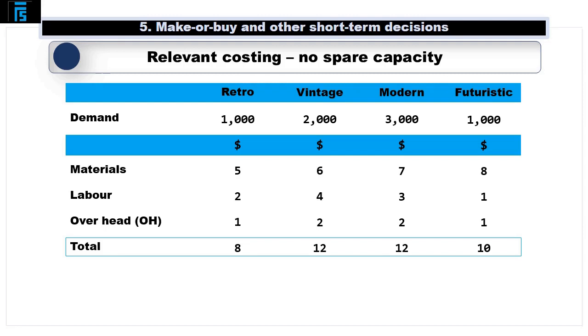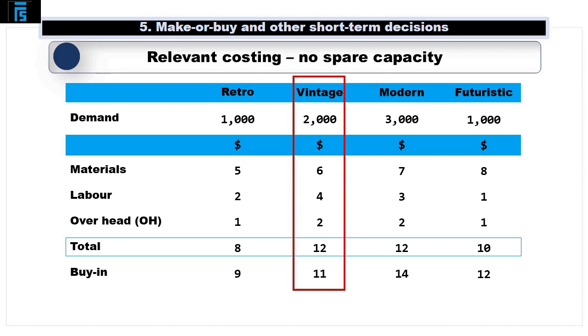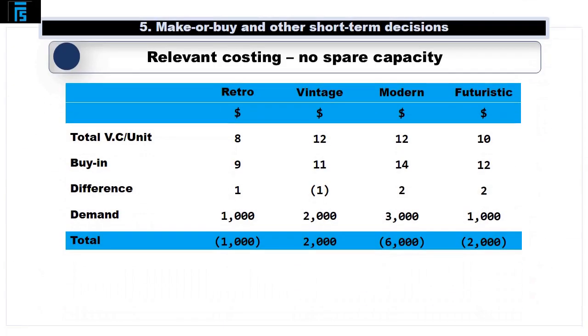We also have the option to buy in each of these products at a cost of $9 for a retro, $11 for a vintage, $14 for a modern and $12 for a futuristic. We can immediately see that it is cheaper to buy in the vintage shirts than to make them in-house. So clearly it would make sense from a financial perspective to buy vintage shirts in rather than making them in-house.